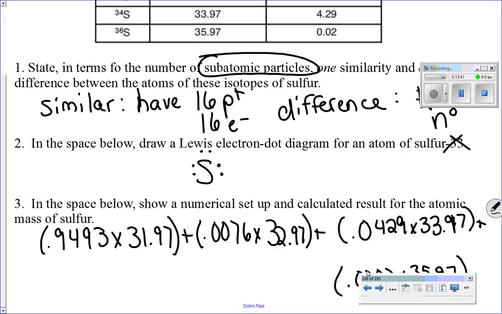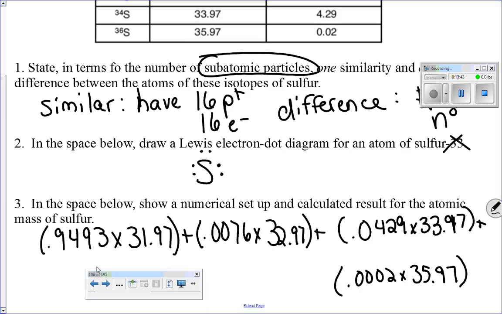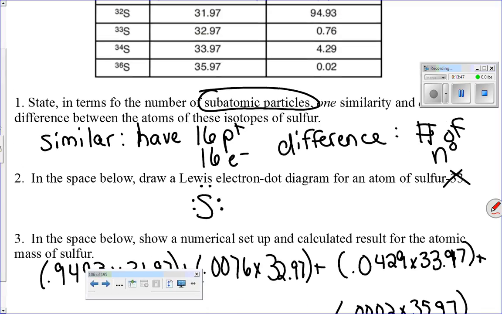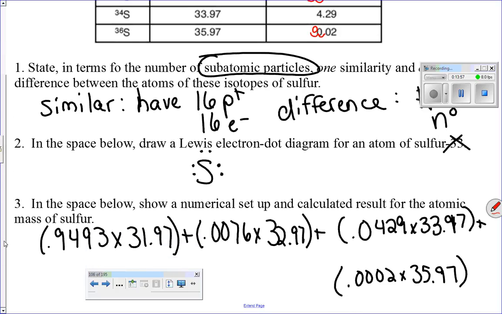Be very careful with moving your decimal places in some of these smaller ones, like 0.76, for example. Remember, you're going to move that and actually have 0.0076. This guy's going to get moved to be 0.0002. So you have to be very careful. Also, with these, when they give you the full atomic masses, you're using those.